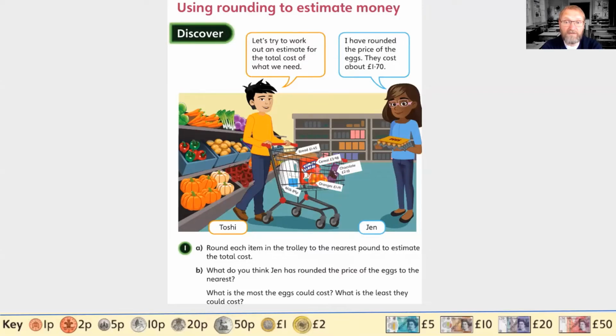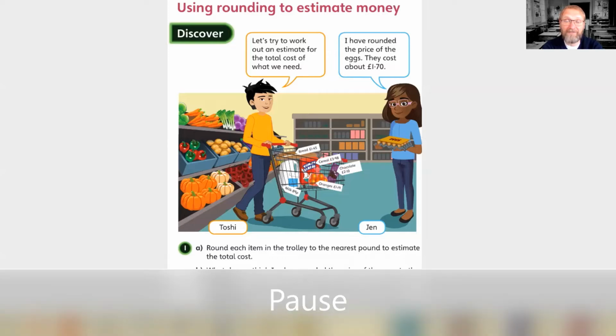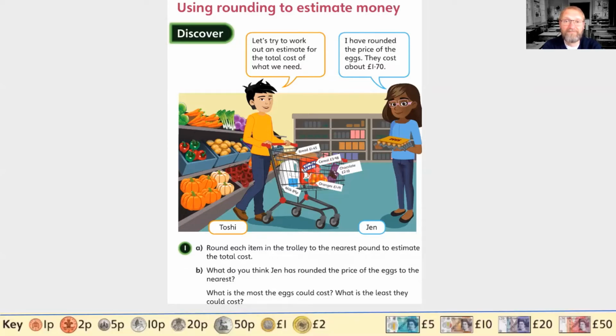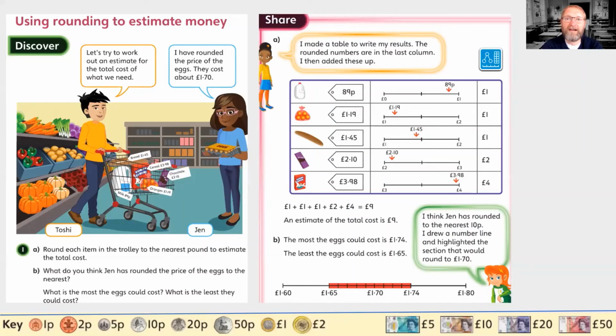What is the most the eggs could cost? What is the least they could cost? So think about what we did yesterday about rounding money and have a go. So let's share our answers.